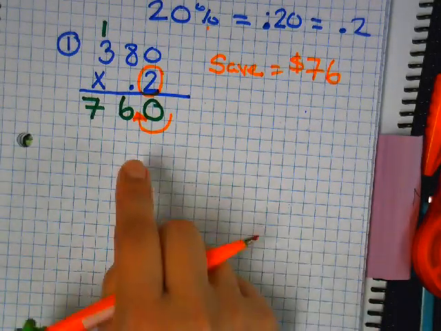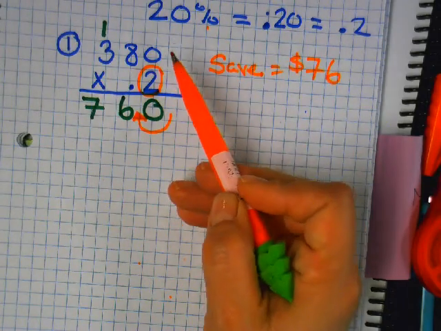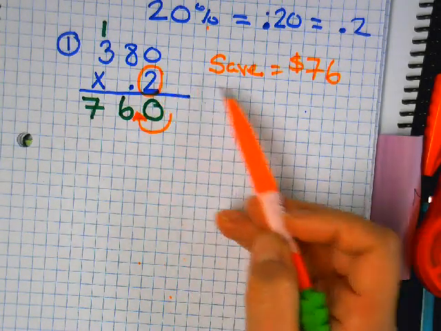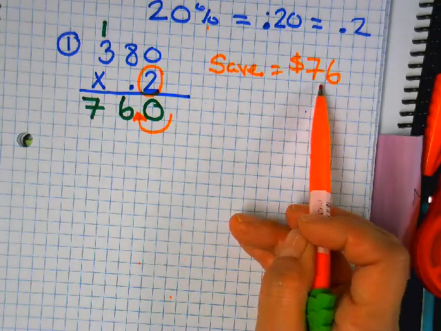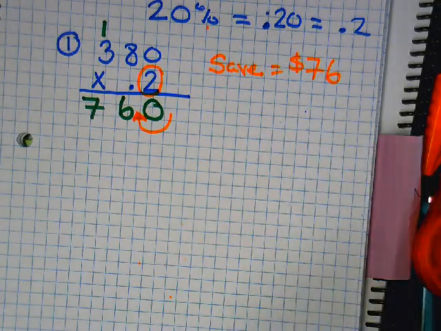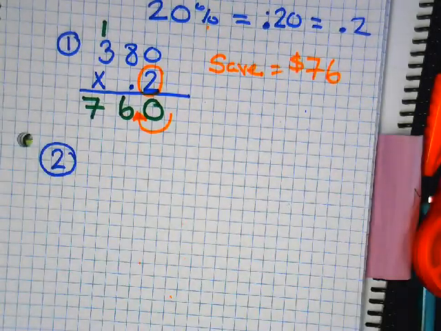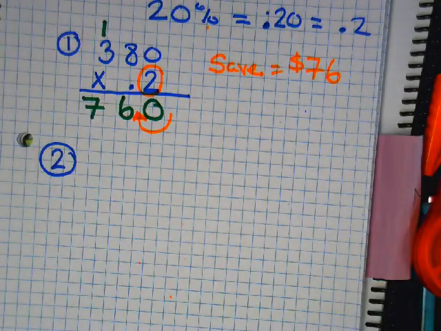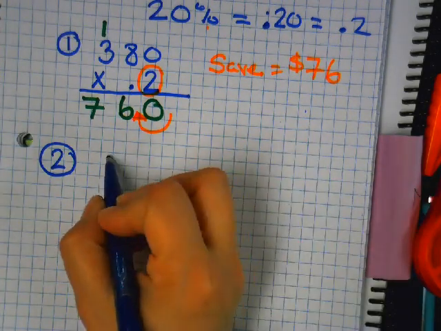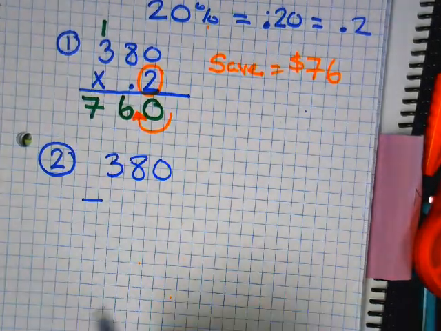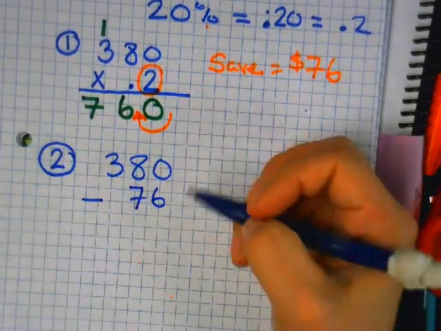So your first step is to multiply your price times your percent written as a decimal. This tells you how much you save. Now, what's our second step? Our second step is to find the new price. How do I find the new price? Price minus discount. Okay, what's my price? 380. And you're going to subtract what? 76. Notice how everything's all lined up.